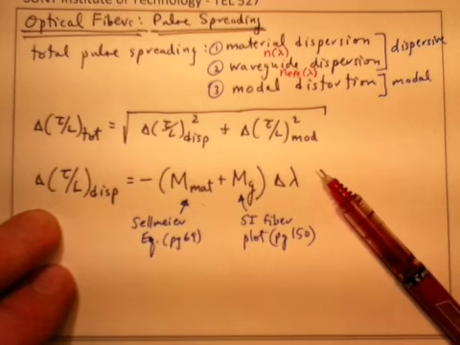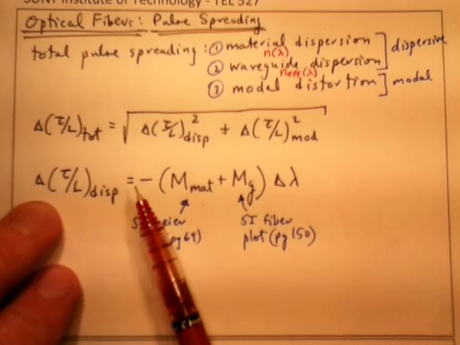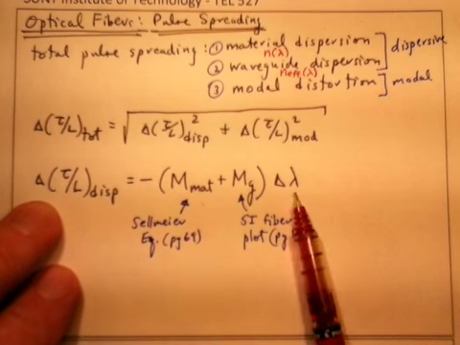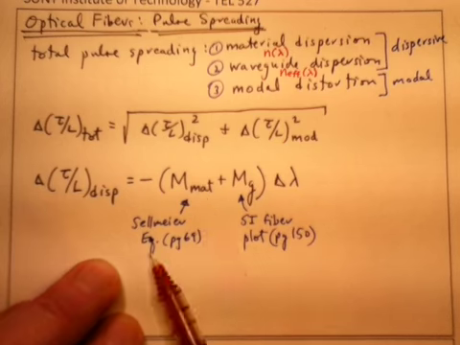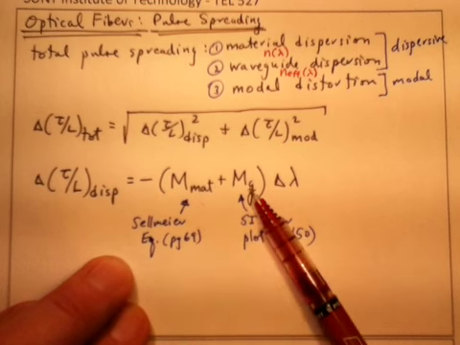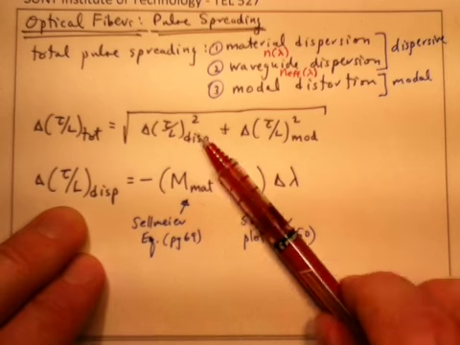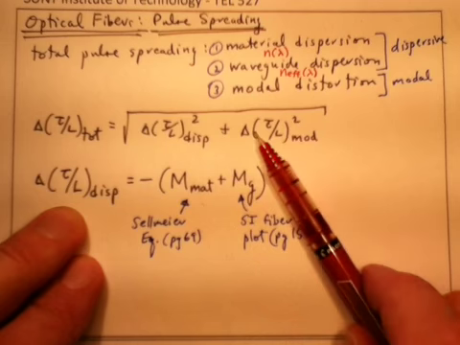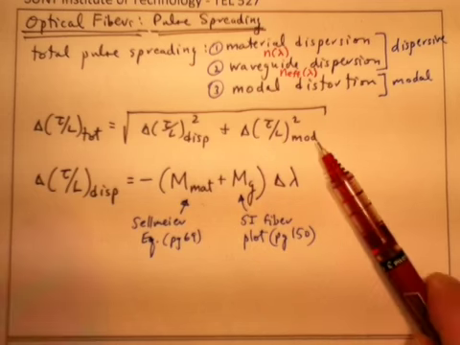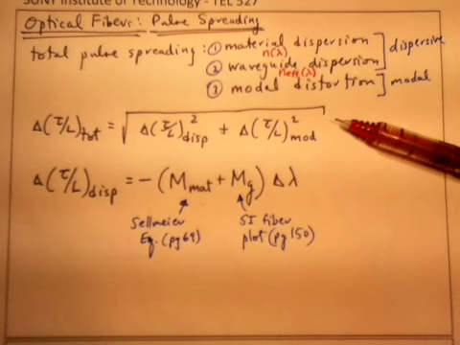The dispersive part of the pulse spreading per unit length is given by the total dispersion times the spectral width, where total dispersion is simply the sum of the material and the waveguide dispersions. Okay, and then we take the dispersive pulse spread per unit length and add it to the modal pulse spread per unit length, but we add it in the squared sense using a Pythagorean type of addition, because in fact these two can never cancel each other. So they add in this funny way.